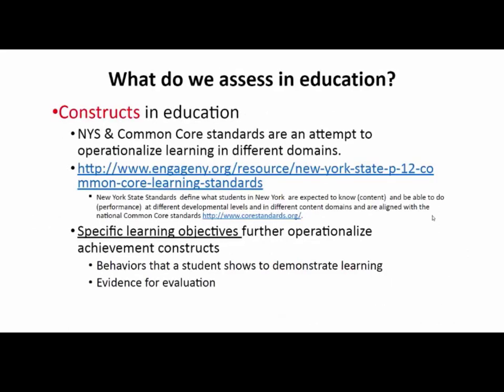As I said, we assess constructs in education, and for the most part, these constructs that we are supposed to assess come to us in the form of standards. They can be the Common Core State Standards. As I said, for social studies and science, usually the New York State standards are specific per state, more so for social studies than for science. And then there's also the blueprints for the arts, for the visual arts, for the performing arts.